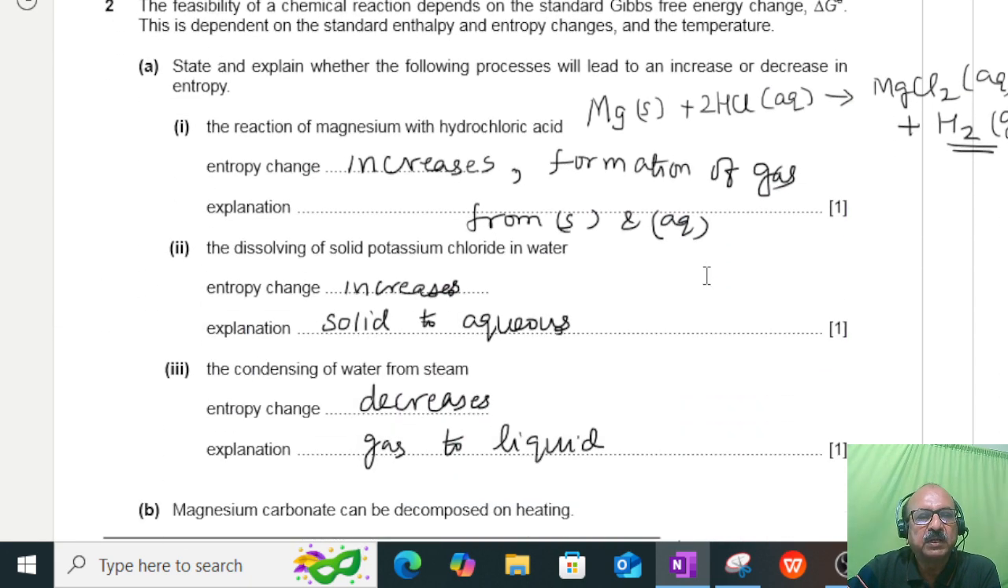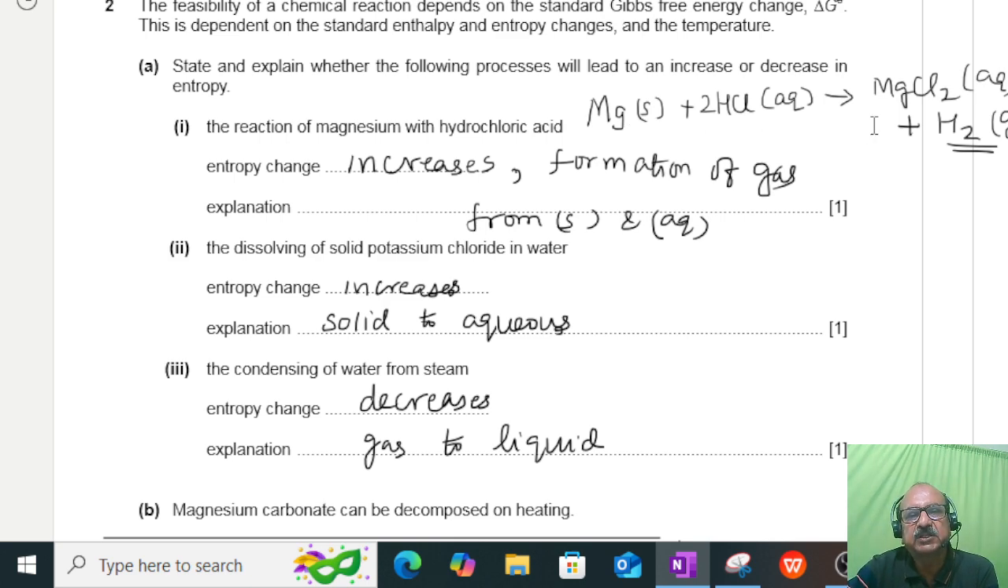So now we go on to the next question. The feasibility of a chemical reaction depends on the standard Gibbs free energy change, delta G. This is dependent on the standard enthalpy and entropy changes and the temperature. State and explain whether the following processes will lead to an increase or decrease in the entropy. So the first question is the reaction of magnesium with hydrochloric acid.